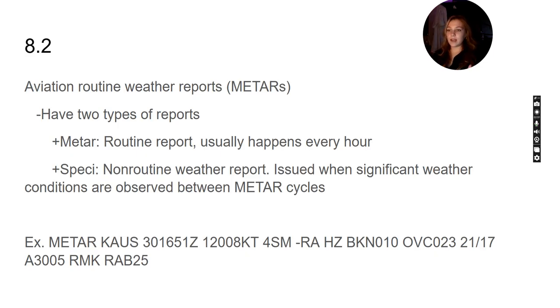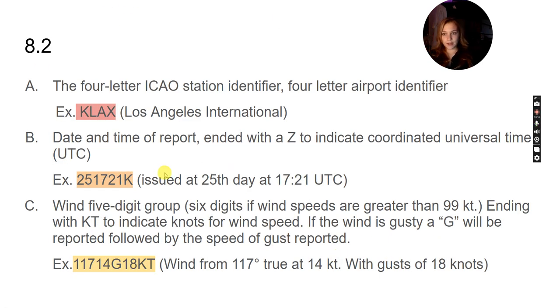8.2 Aviation Routine Weather Reports or METARs. So there are two types of METAR. There's the routine report that usually happens every hour, and then there's the special one. It's a non-routine weather report issued when significant weather conditions are observed between the 1 hour METAR cycles. And this is what an example of a METAR is going to look like down here, and we will go over that.